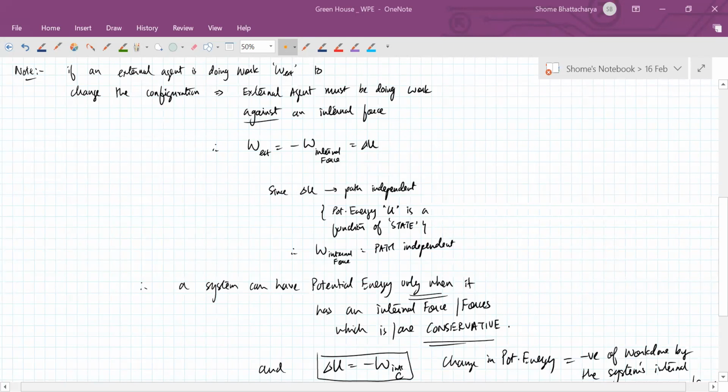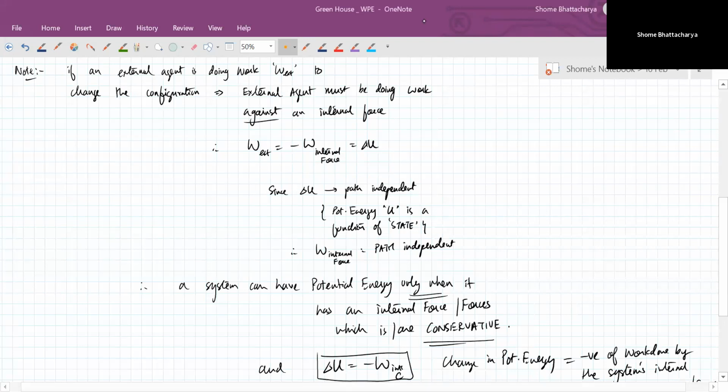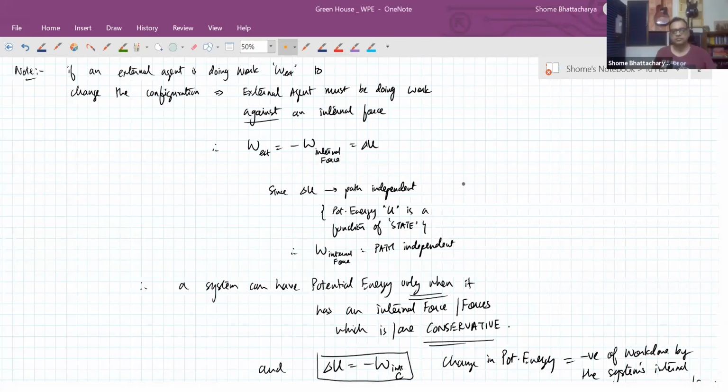Yeah, I'll explain with examples, don't worry. There's no point in repeating the same thing. Just note down this portion first. Yeah, I'll scroll down.